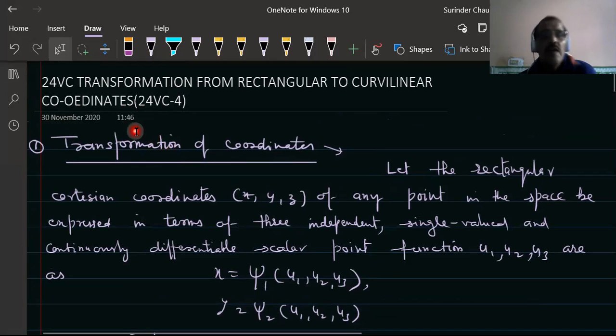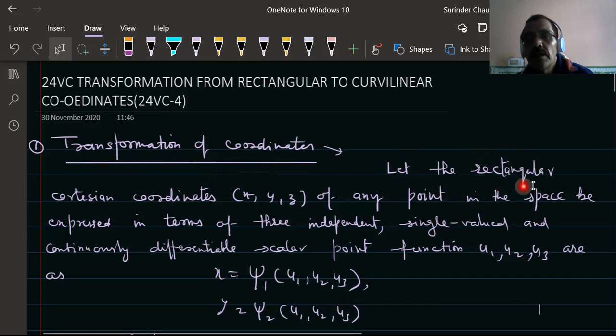In this lecture we'll discuss how to convert the rectangular coordinate system into the curvilinear coordinate system, and we'll discuss the problems in the curvilinear coordinate system and orthogonal coordinates in the curvilinear coordinate system, both in tangential form and normal form. Now, first, let us define transformation of coordinates. How do we transfer from the rectangular coordinate system to the curvilinear coordinate system? What is a curvilinear coordinate system?